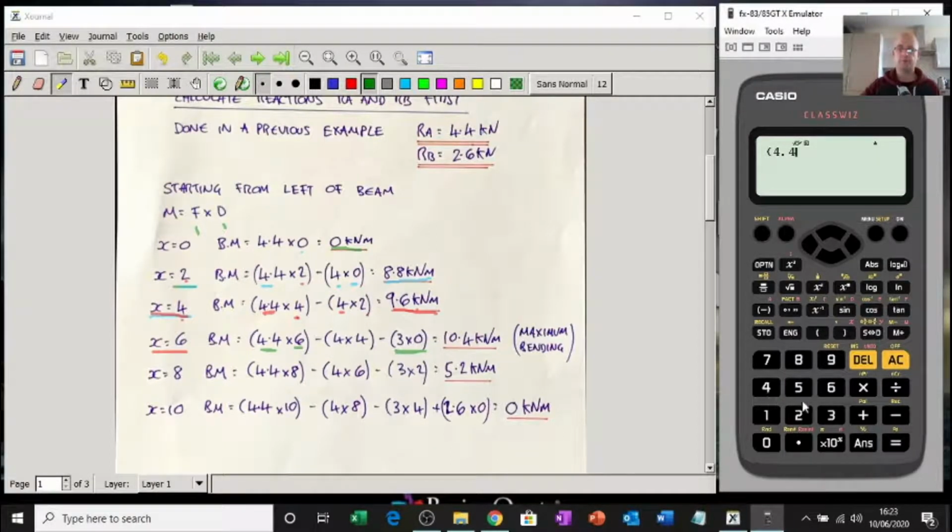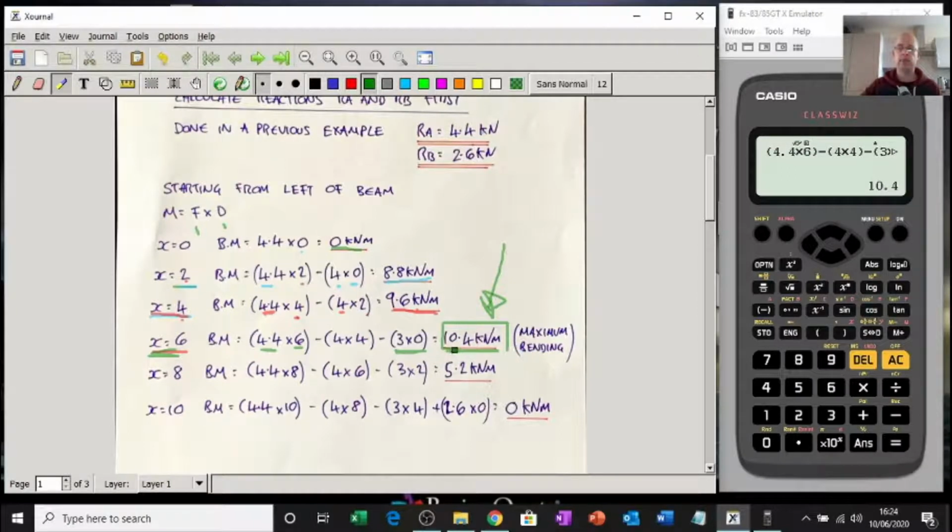4.4 times by 6, take away 4 times 4, take away 3 times 0, which is 0, so that gives me 10.4 kilonewtons per meter. Don't forget kilo. This is going to be, if everything's correct, the maximum bending moment, because we know at x equals 6 there's 0 shear force, which means there's going to be maximum bending. So 10.4 is our maximum bending.